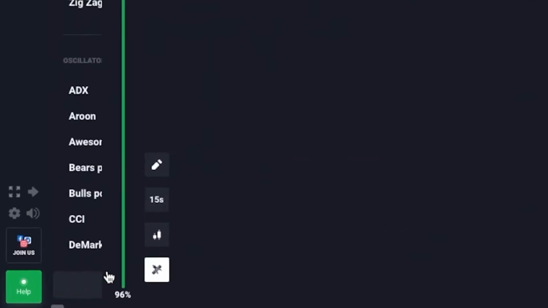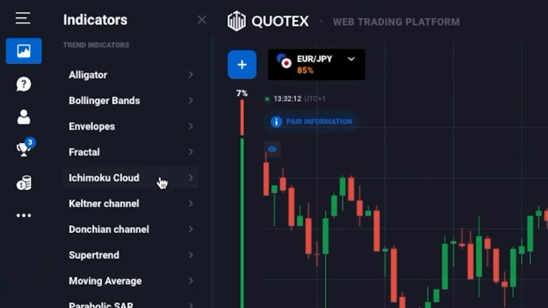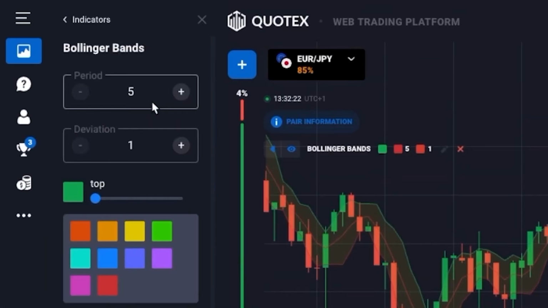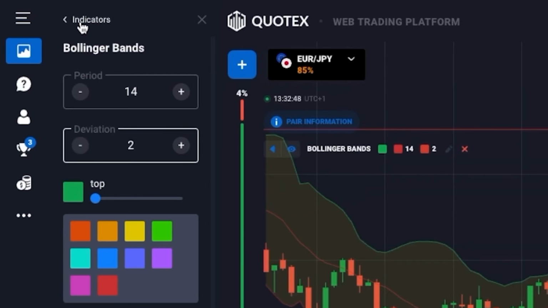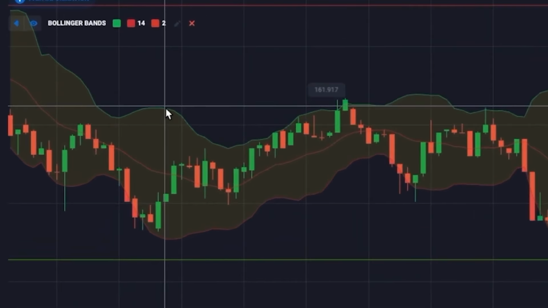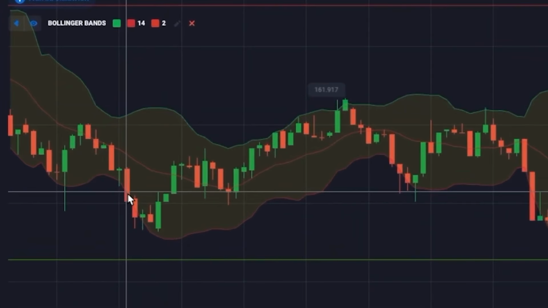First, I'll connect the Bollinger Band indicator. I'll add it here using this button. Next, I'll move on to the settings. I'm going to set the period to 14. This is the number of candles on which the boundaries are calculated, and the deviation is 2. This is a coefficient that determines the width of the channel. So the upper border, the lower border, the middle line, and the red sliding middle.